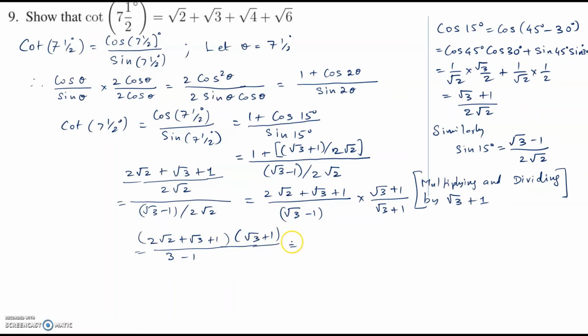Okay, so now let's multiply the numerator and remove the bracket. So 2 root 2 into root 3: root 2 into root 3 is root 6, so 2 root 6. Then 2 root 2 into 1, so plus 2 root 2. Then let's take root 3 and multiply with the first term, root 3 here. So root 3 into root 3 will become 3. Then root 3 into 1, plus root 3. Then 1 into root 3, again plus root 3. Then 1 into 1, plus 1, divided by our 3 minus 1, which will be 2.